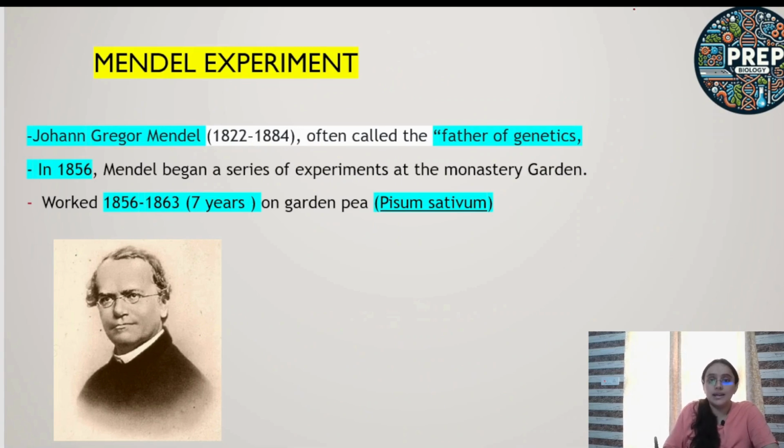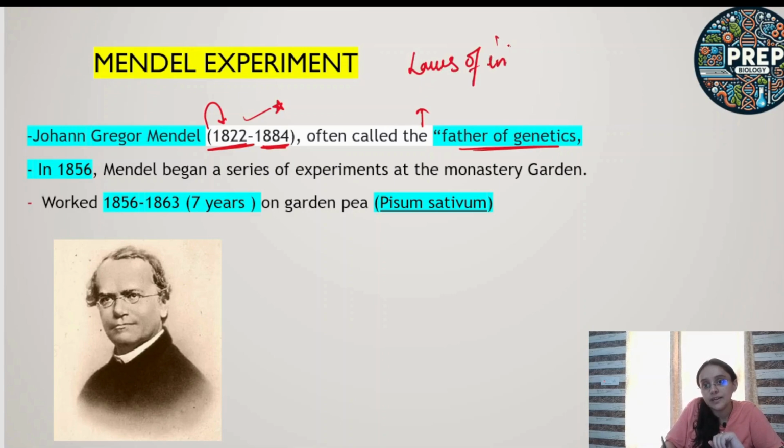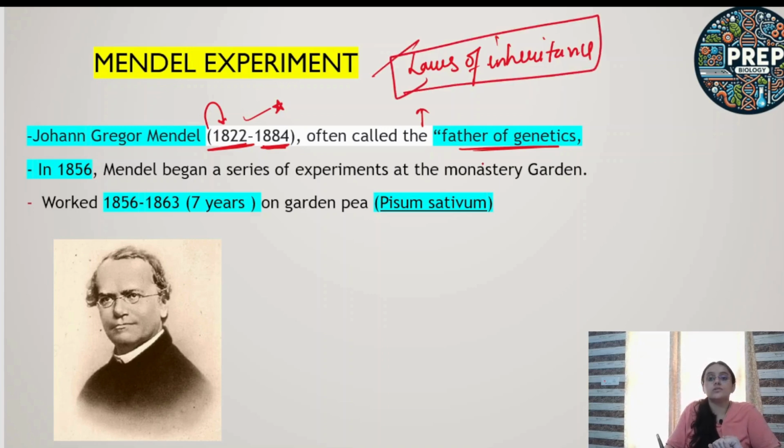The full name of Mendel is Johann Gregor Mendel, and he was born in 1822 and died in 1884. These dates are also important. Gregor Mendel is also known as the father of genetics. Why is he known as the father of genetics? Because his contribution in the field of genetics is very important. He discovered different laws of inheritance. That's why he is called the father of genetics.